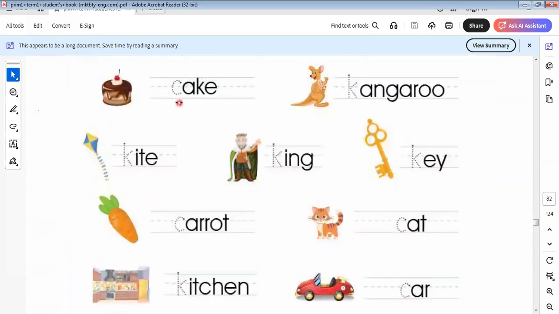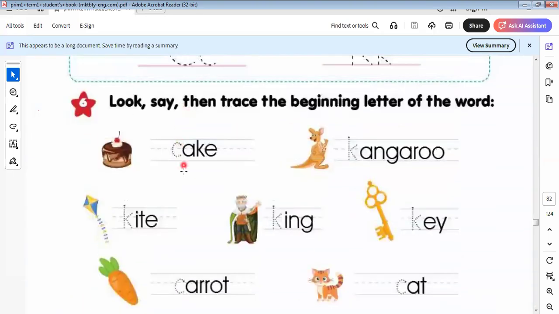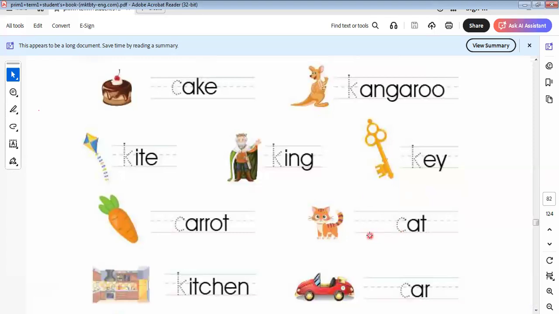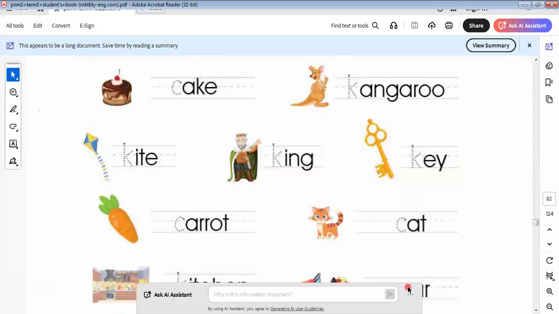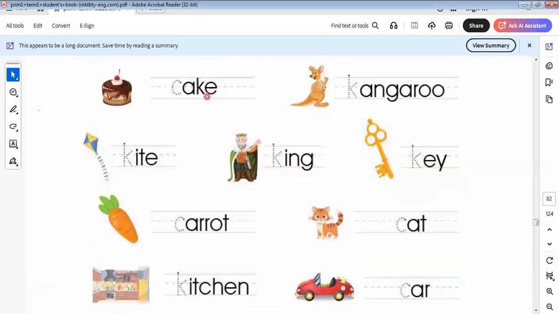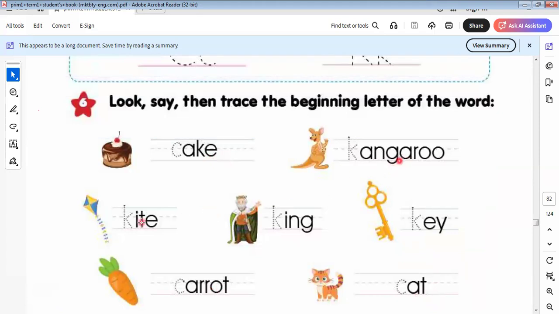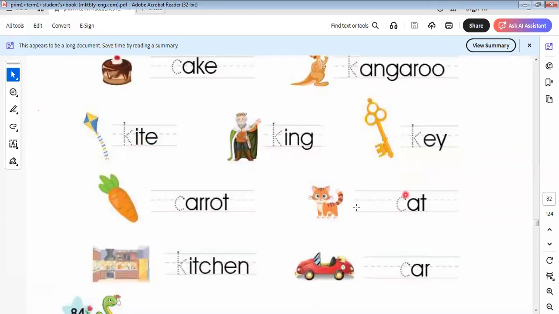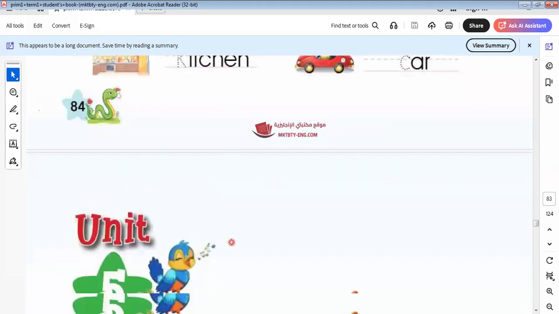Let's repeat these words that we learned today. Today we learn cake. I will start with letter C. Cake, carrot, car. Here we have cake, car, and carrot. Here we have kangaroo, kite, king, key, and kitchen.